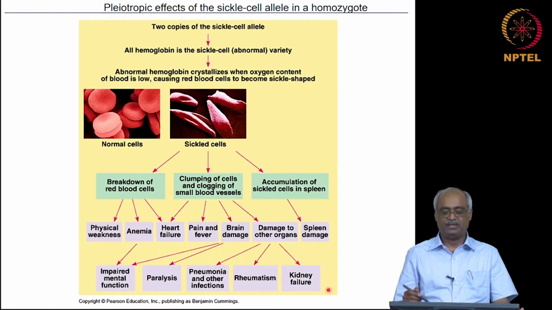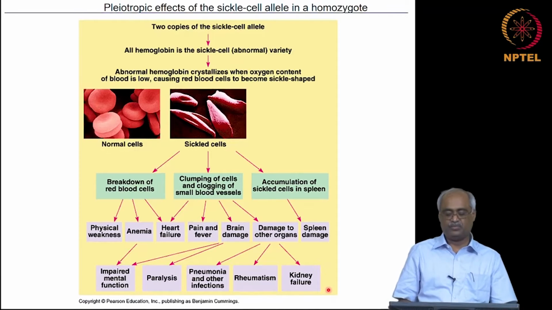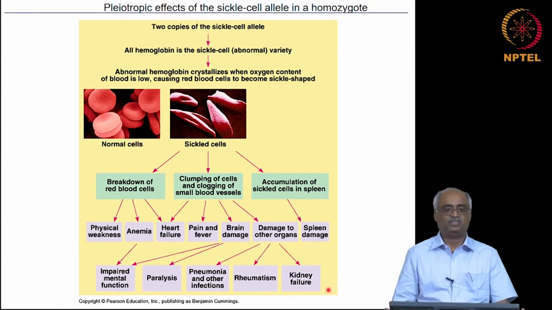So, here again you have Mendelian inheritance being followed at the genotype level, but not at the phenotype level, and you understand the phenotype and you understand the biochemistry and physiology of how that particular gene product functions.